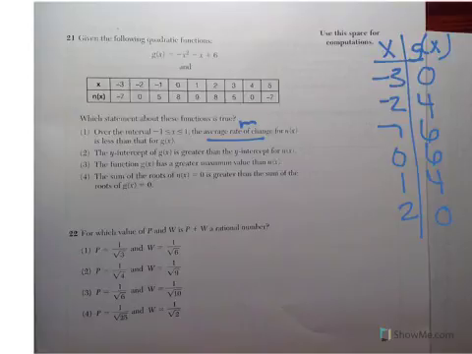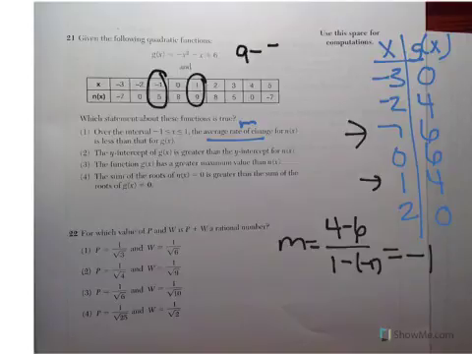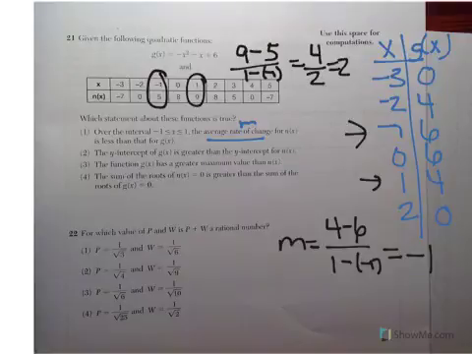So from negative 1 to 1, if I look at the slope here, my slope will be 4 minus 6 over 1 minus negative 1. It gives me negative 2 over 2, so a slope of negative 1. When I look at n of x, I'm looking at 9 minus 5 over 1 minus negative 1, and that would be 4 over 2, which is 2. So the average rate of change for n of x is less than g of x. Well, that's just not true.